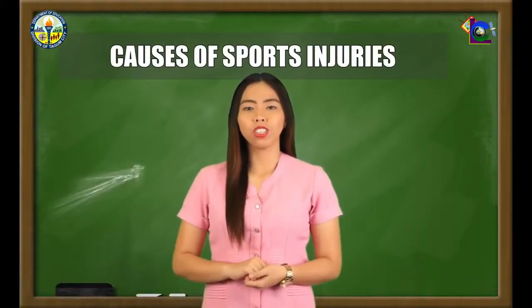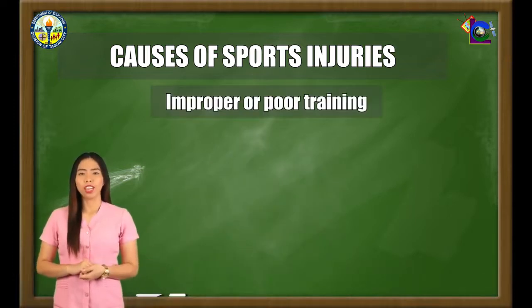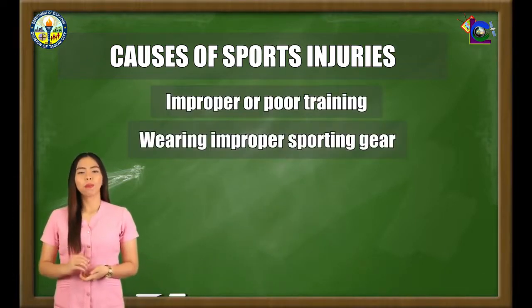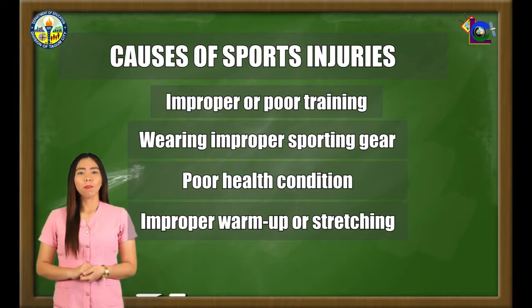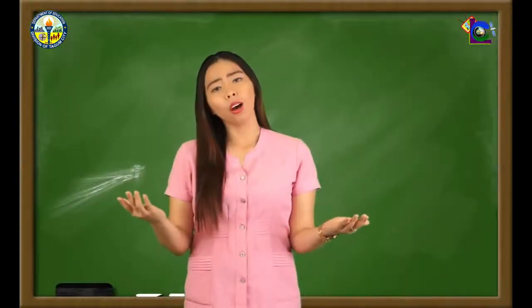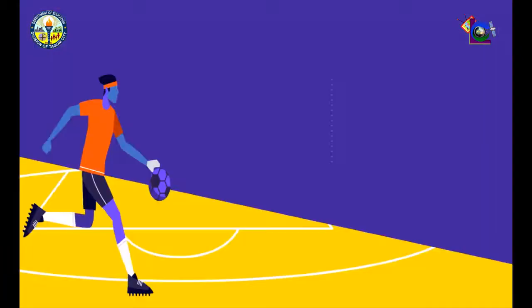Causes of sport injuries may include improper or poor training, wearing improper sporting gear, being in poor health conditions, and improper warm-up or stretching before a sporting event or exercise. So how can I prevent a sports injury? The following are some basic steps to prevent a sports injury.